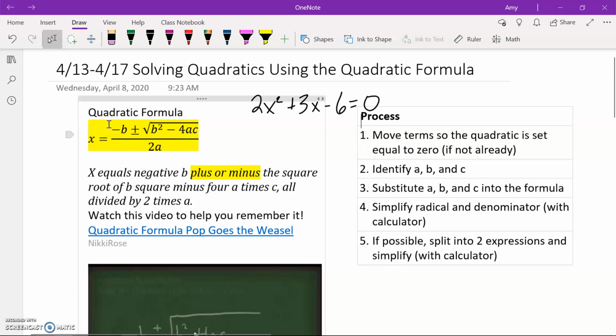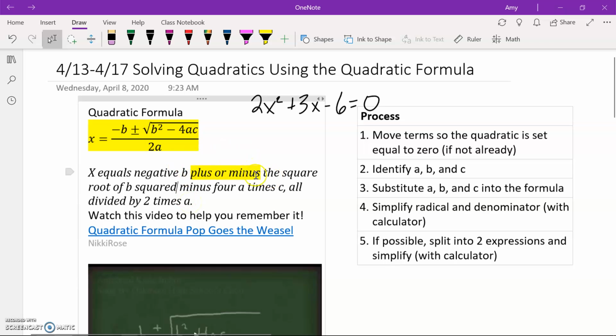So our quadratic formula is a little bit complicated, so I gave you the math expression and also in words. x equals negative b plus or minus the square root of b squared minus 4ac, or 4a times c, all divided by 2 times a. Now I know this is a lot, but I want to point out a couple of things.